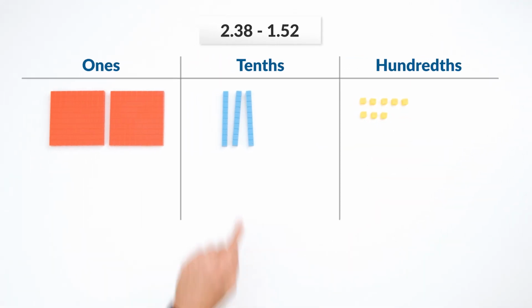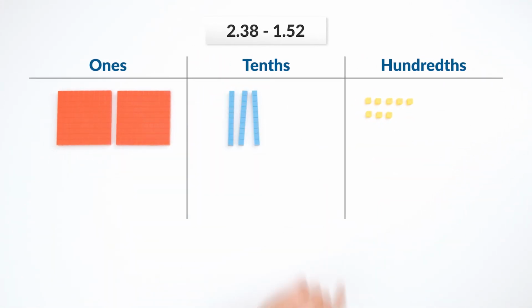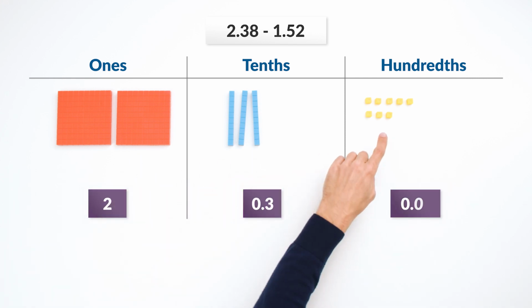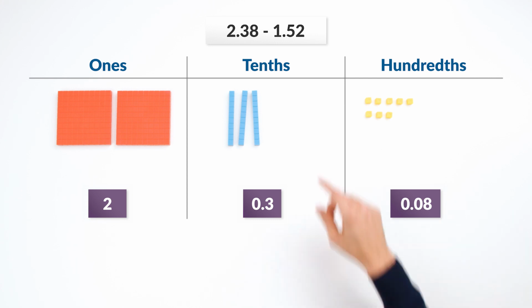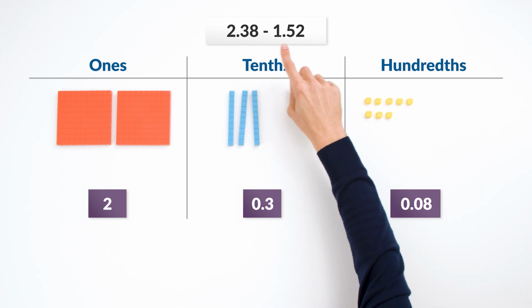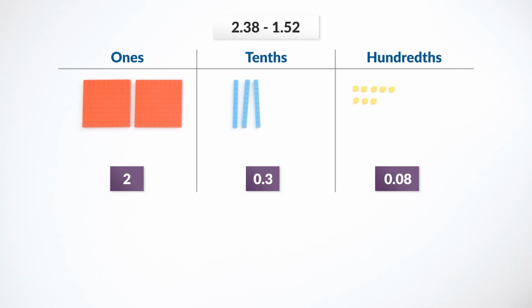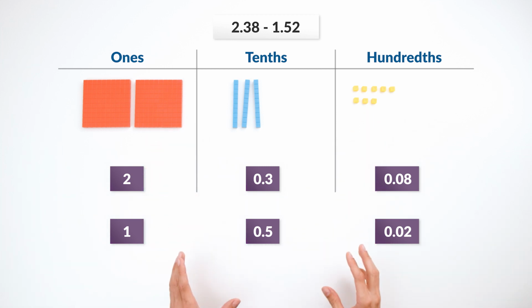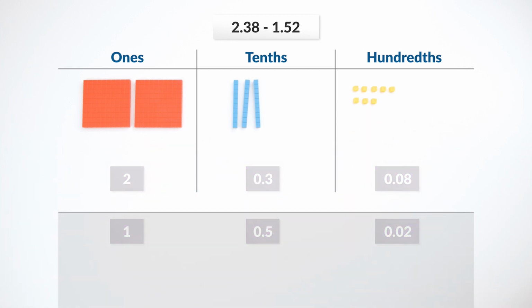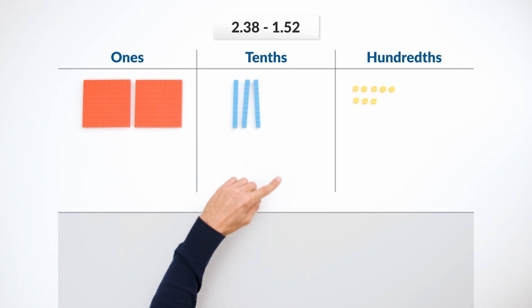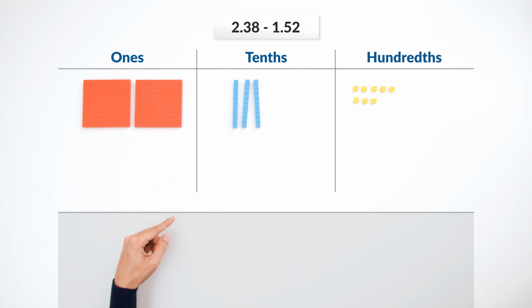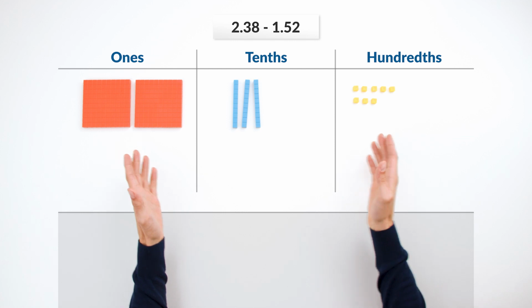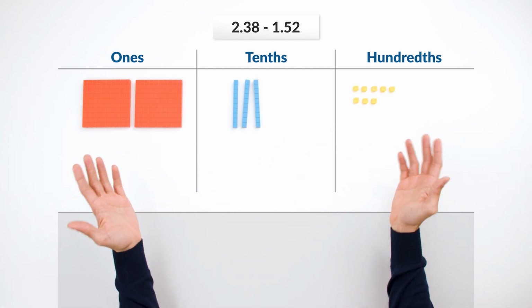And when I read the number, I say 2 and 38/100, knowing that that's equivalent to 2 and 3/10 and 8/100. Okay, next I'll write the number that I'm subtracting, which is 1 and 52/100, or 1 and 5/10 and 2/100. Now we're going to take away blocks to perform the subtraction. Once I've taken away the 1 and 52/100 from the top, down into this gray area, the blocks left at the top will be the answer, also called the difference.